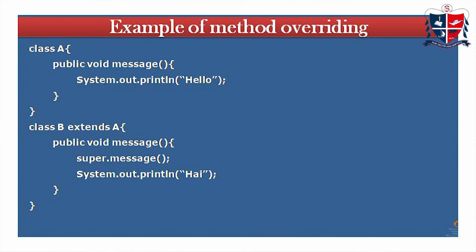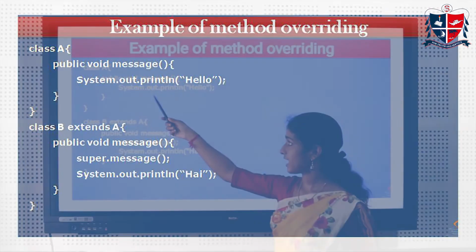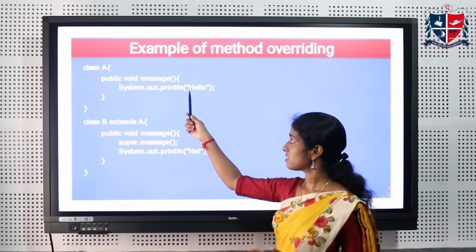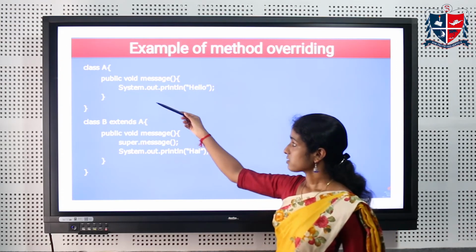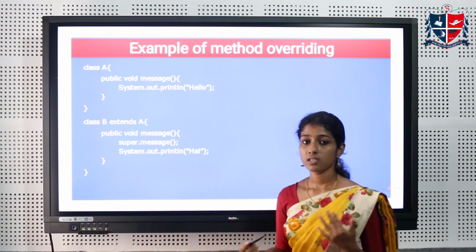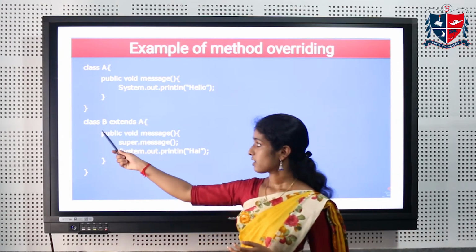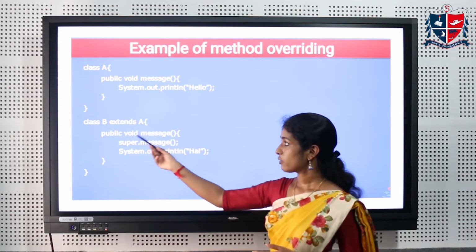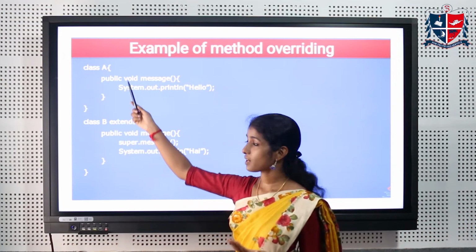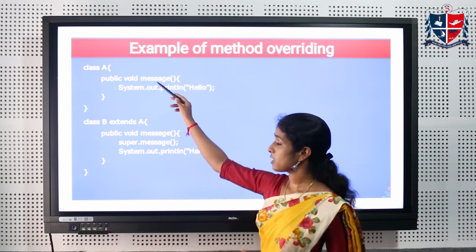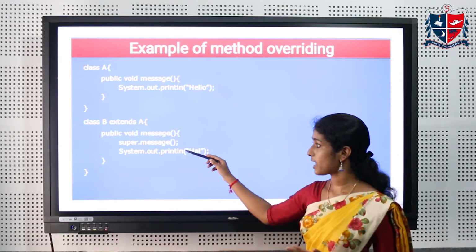So this is an example of method overriding. Here, first I have created class A, and inside that class A I have created a method message and just printed a message hello. Then I have created a subclass of class A. In Java, the syntax for creating a subclass is class, subclass name, then extends keyword, then superclass name. I have created a class B, which is the subclass of class A. And inside class B, I again created the same method with the same type and number of parameters.